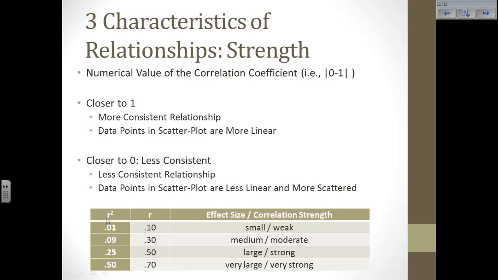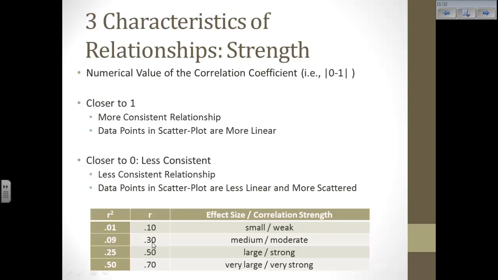Well, the evaluation of effect size and correlation strength are directly related as well. So remember, an R squared effect size of 0.01, we said that was a small effect size, 0.09 was medium, 0.25 was large, 0.50 was very large. Well, if you take the square root of those values, so the square root of 0.01 is 0.10, we'll call that a weak relationship. So if you calculate R and it's around 0.10, we'll call it weak.